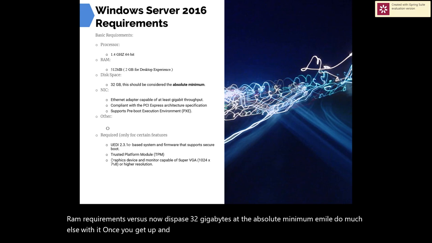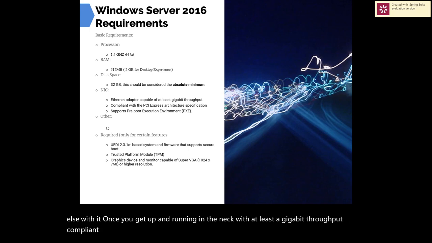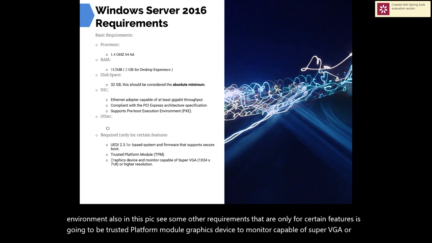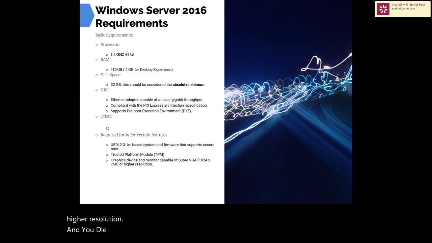You need a NIC with at least a gigabit throughput, compliant with PCI Express architecture specification, and it needs to be able to support the pre-boot execution environment, also known as PXE. Some other requirements that are only needed for certain features are the Trusted Platform Module, graphics device and monitor capable of Super VGA or higher resolution, and a UEFI 2.3.1c based system and firmware that supports secure boot.